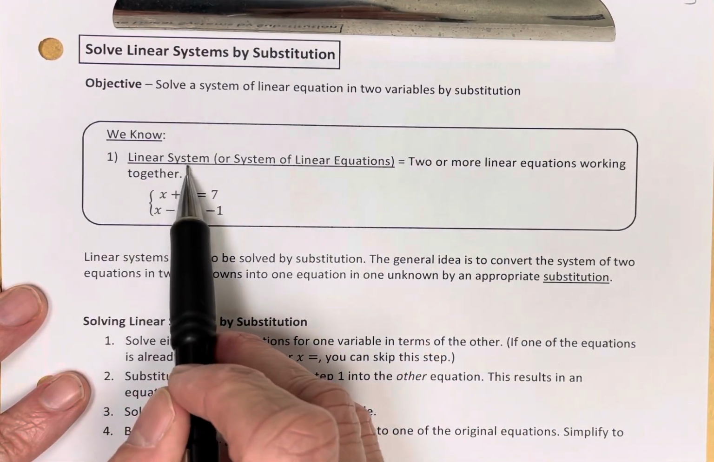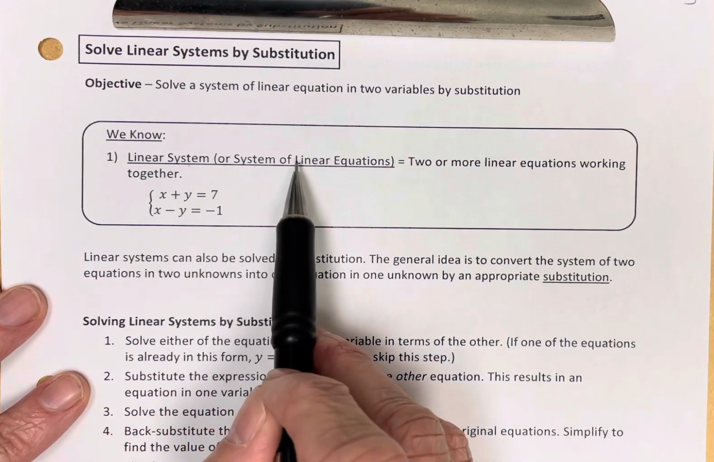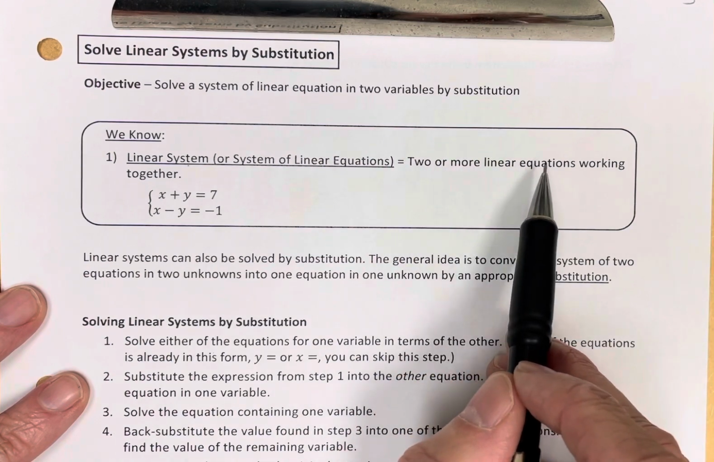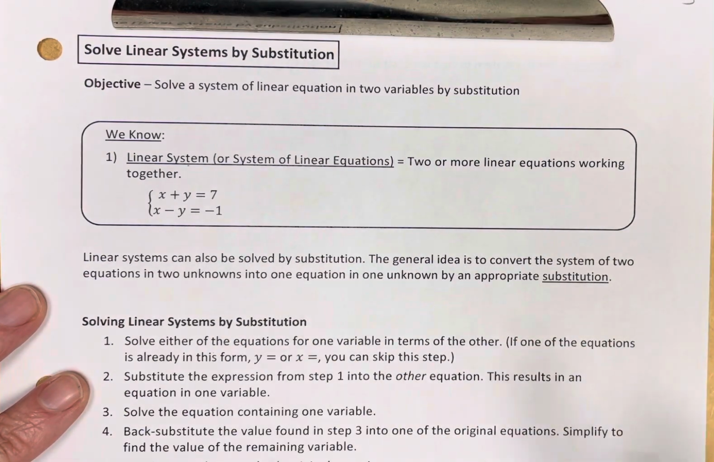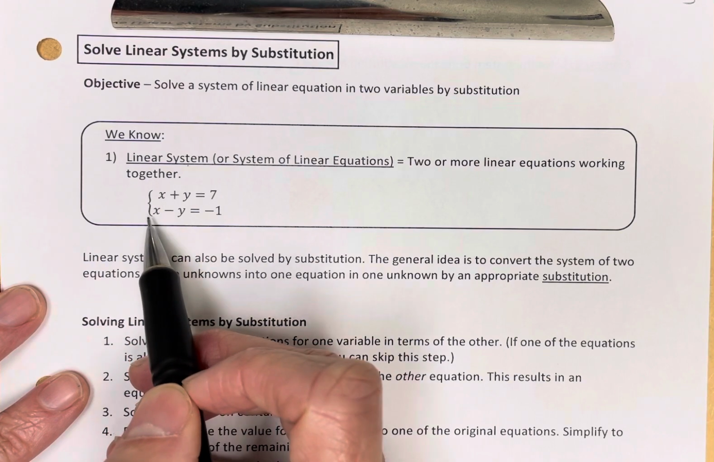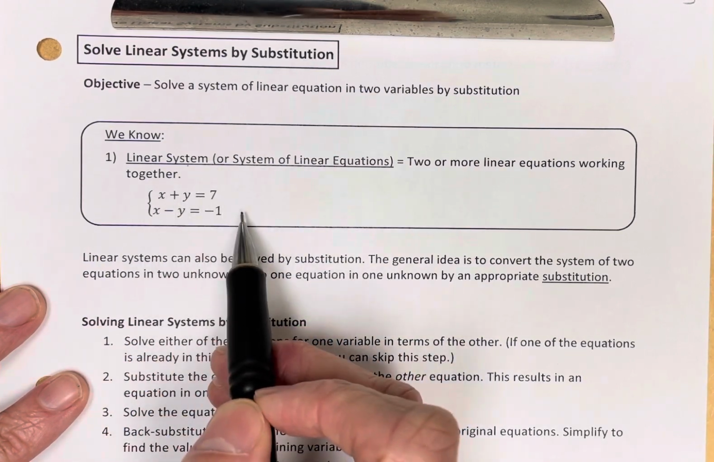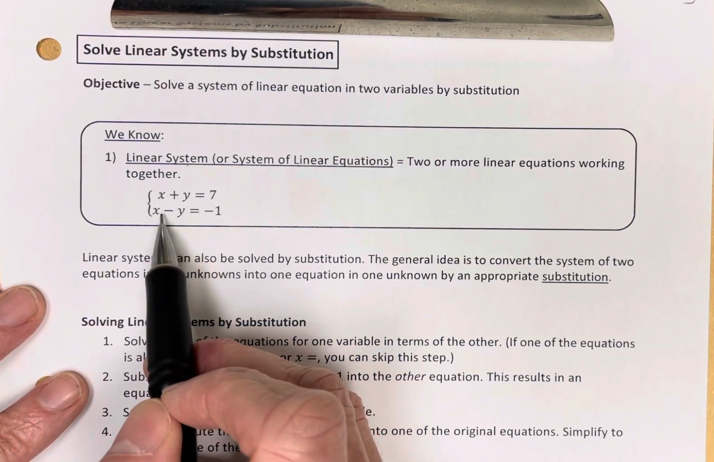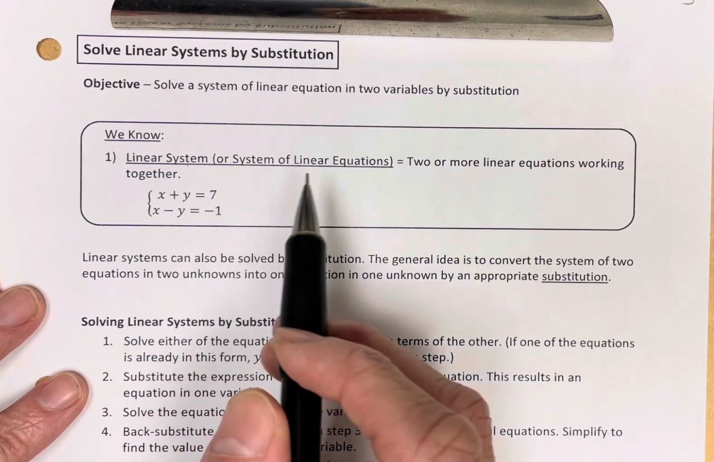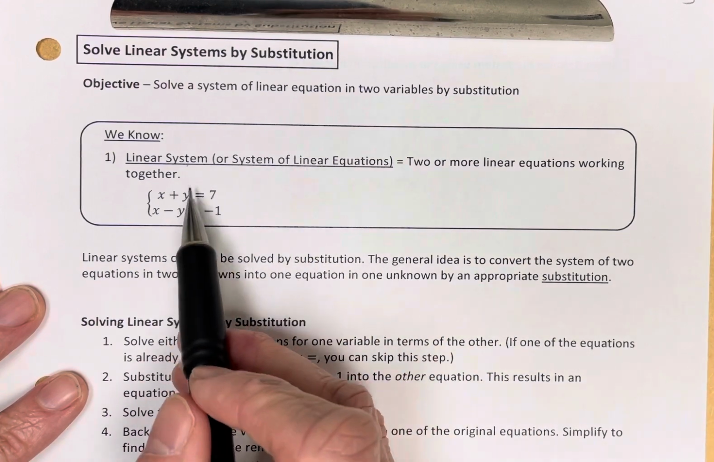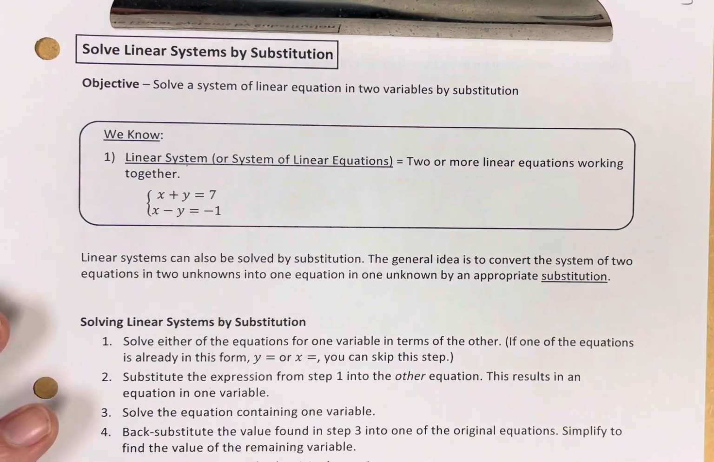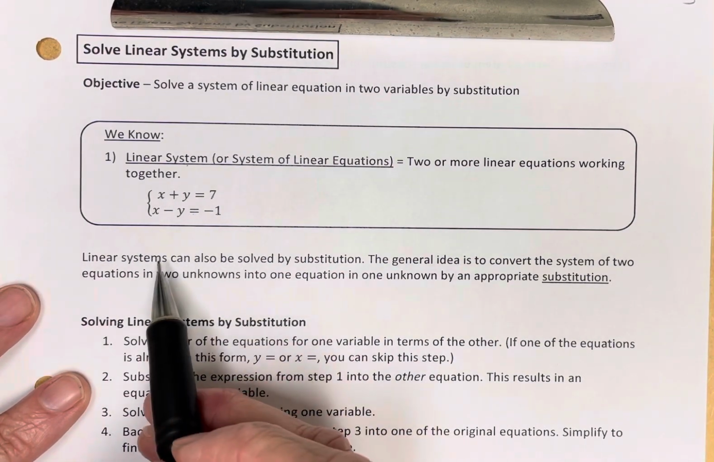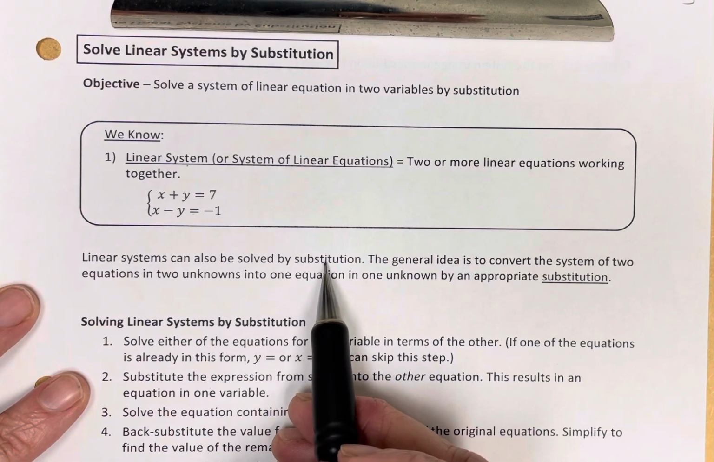Well, we know what a linear system, also called a system of linear equations, is. It is two or more linear equations working together. And they have this curly bracket on the left, and then the equations are off to the right, and these two equations are x plus y equals 7 and x minus y equals -1. This is a system of linear equations in two unknowns in this case. So again, we saw how to solve them by graphing. They can also be solved by substitution.